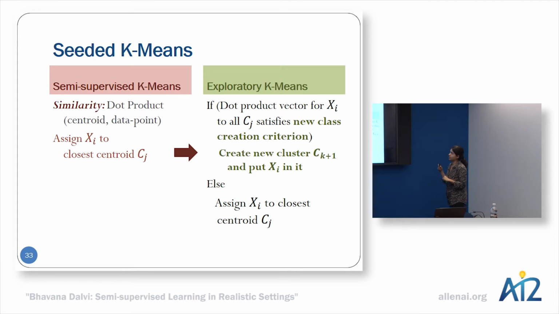For seeded k-means, now this is a clustering algorithm, there is no posterior probability. But what we can do is normalize both the centroid and the data point and take their dot product as the similarity measure. The seeded k-means version will choose for each data point xi the closest cluster. It's called seeded because it can make use of the supervision that is provided to it. The exploratory k-means checks this dot product vector for the new class creation criteria. If that is the case, then it creates a new cluster and initializes its centroid with xi. Otherwise, it follows the same procedure.